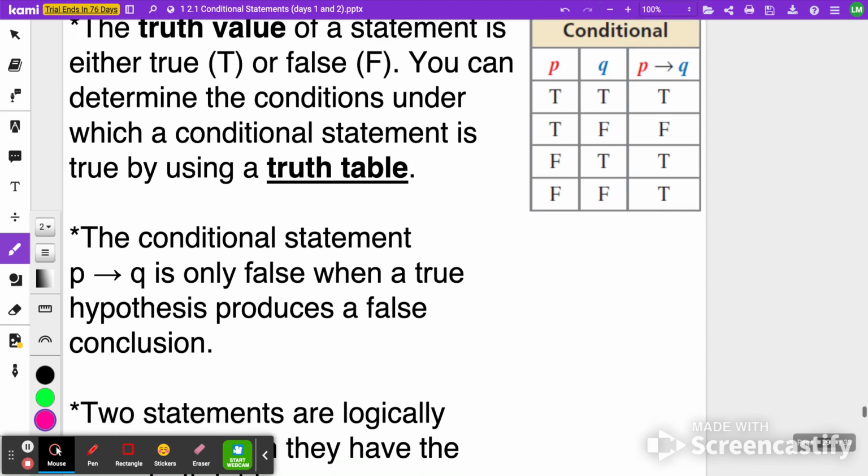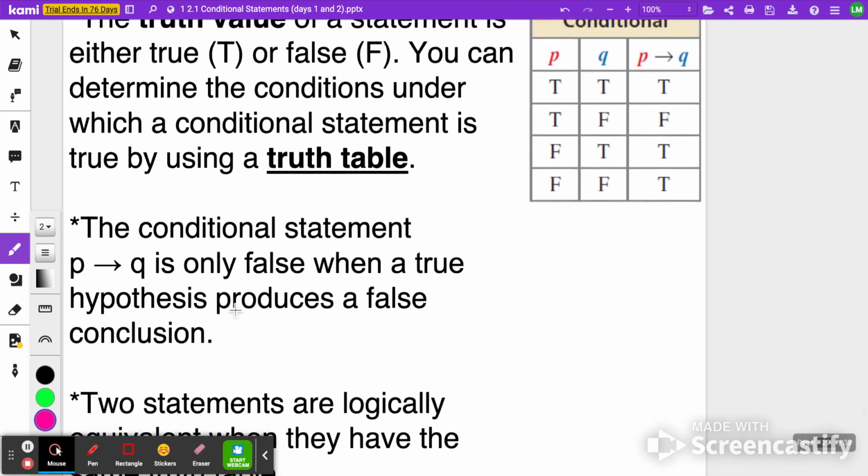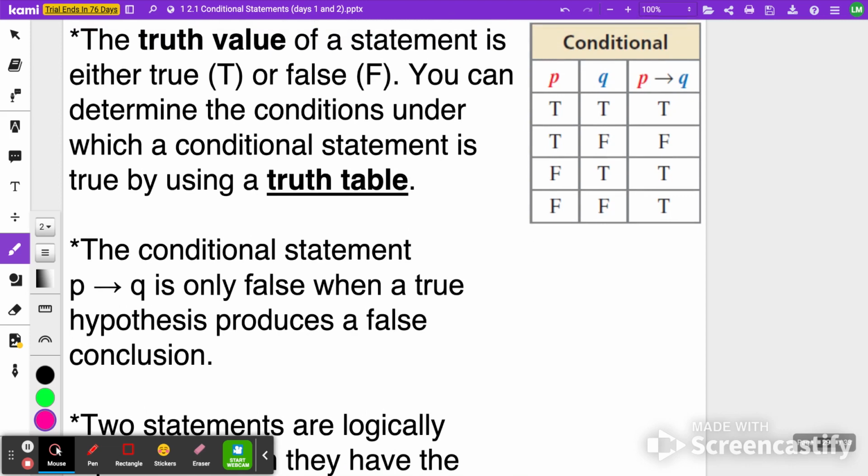Okay. The conditional statement P to Q is only false when a true hypothesis produces a false conclusion. Let me read that one more time. The conditional statement P to Q is only false when a true hypothesis produces a false conclusion. So that's where we see it right here. A true hypothesis is concluding a false statement.